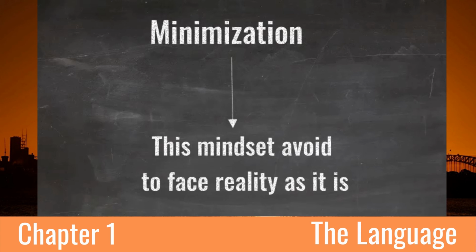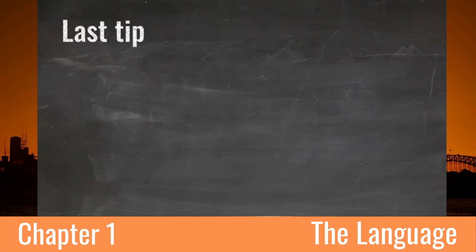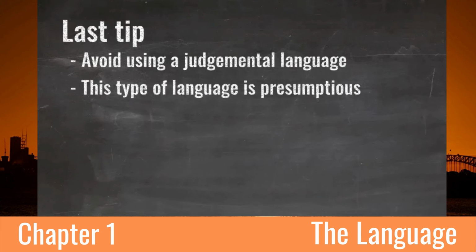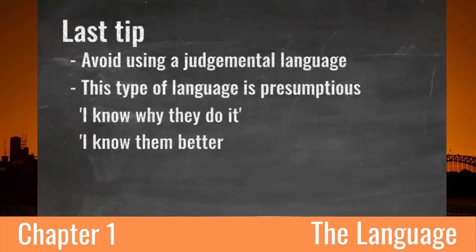Now, let me give you the last tip about another destructive mindset. My suggestion is to avoid being judgmental. Judgmental language is assertive, communicates certainty as if one knows what is going to happen or how people are and why they do what they do. This type of language is presumptuous. It assumes a lot about situations and people's motives. One of the most common phrases in this language is, I know why they do it. I know them better than they know themselves.